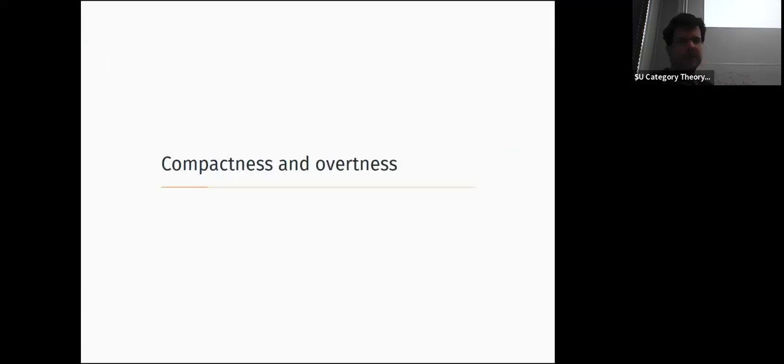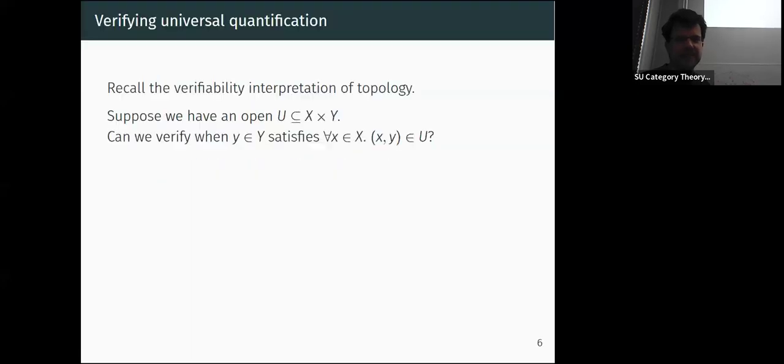Good. Okay, so now we're going to talk about compactness and overtness. So these are kind of more interesting conditions, maybe. So here's the setup. We care about verifiability, right? We're saying that topology is the study of these verifiable properties. So suppose I have an open in a product, an open in X times Y. And so I can verify when a pair (x, y) lies in this open.